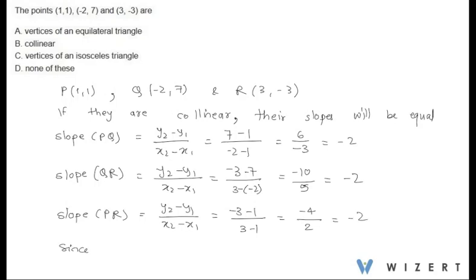Since slopes of PQ, QR and PR are equal, points are collinear. So answer is option B.